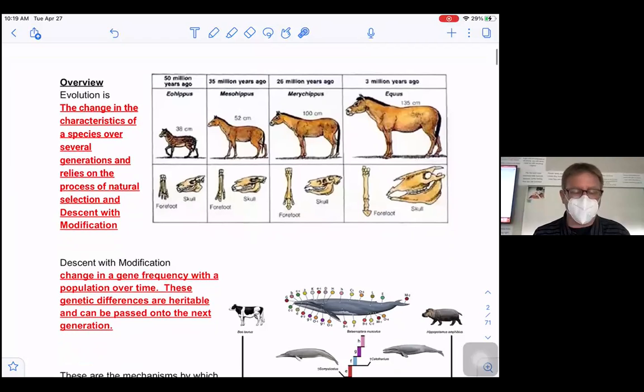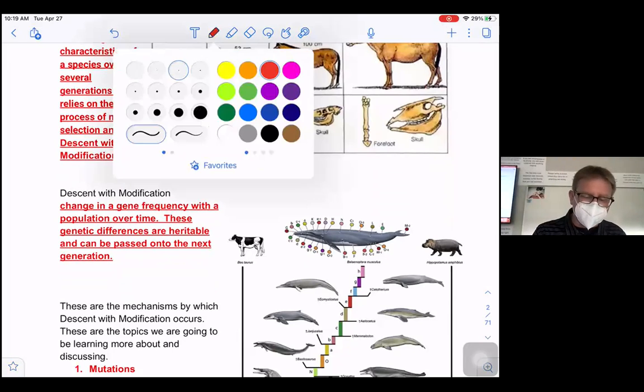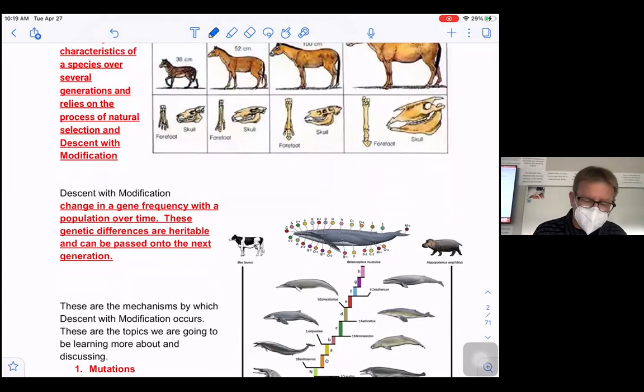Now, how do we get to evolution? And how does this idea of change over time work? Well, it comes about through this idea of natural selection, which we're going to be talking about tomorrow, and this idea of descent with modifications. So what we're looking at in descent with modifications is the change in the gene frequency within a population over time. Now again, gene frequency gets back to this idea of genotype.